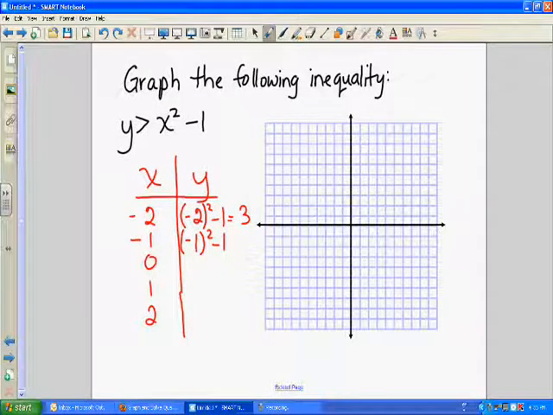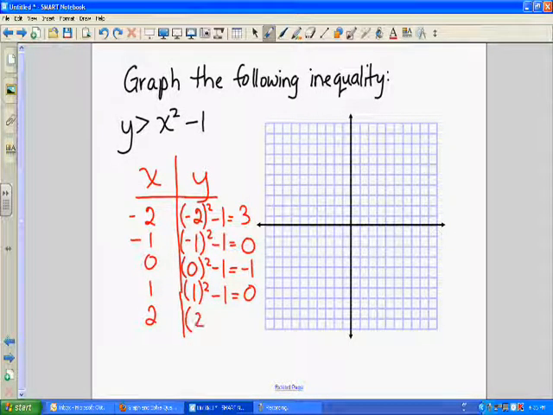We have -1 times -1 gives us 1. Minus a 1 gives us 0. For our value being 0, 0 squared is just 0. Minus 1 will give us a -1, and so on. So we've got 5 sets of points here that we're going to plot.